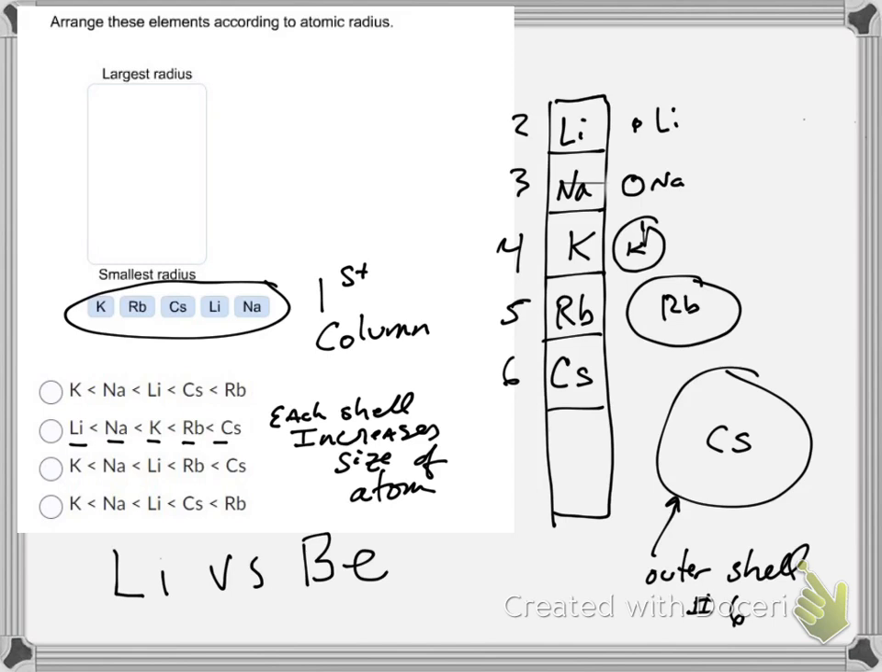And so beryllium is smaller than lithium because we're adding more protons into the same shell, leading to a smaller size. So that's much less straightforward than going down a column, but it is the other trend that we have in the periodic table for size. As you go across lithium, beryllium, boron, we decrease in size going this direction. Boron is smaller because it has more protons pulling in the electrons within the second shell.